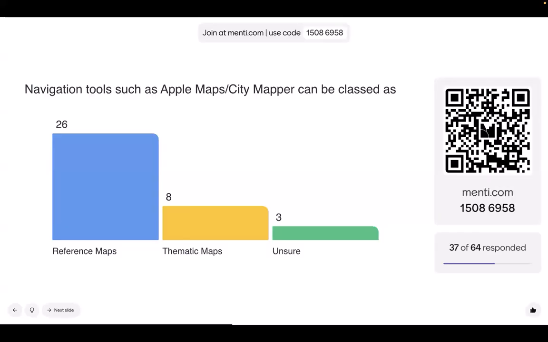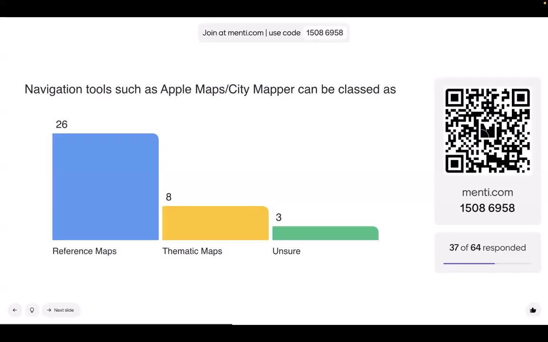Let's break this down. Immediately you can assume that this is an obvious type of reference map, right? Because all it's doing is highlighting important physical features needed for travel, such as bus routes, walking routes, tram routes, cycle lanes, etc. So yes, I would say that navigational tools are predominantly reference maps. They're simply referencing what exists in our physical environment.